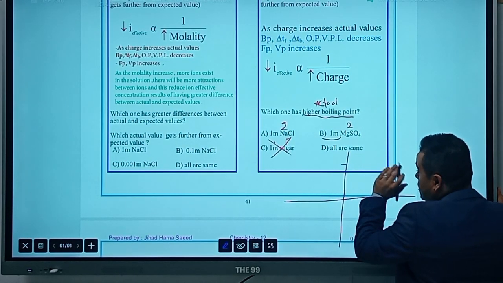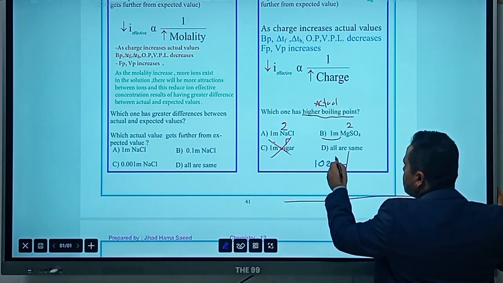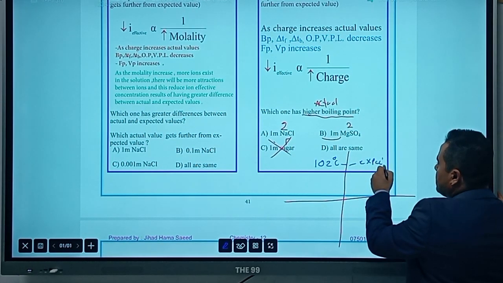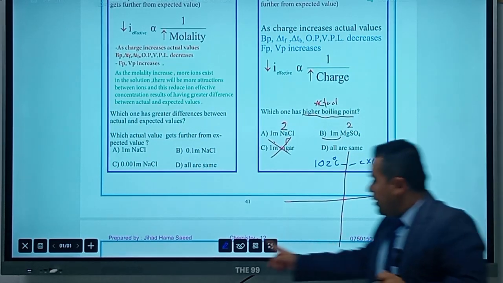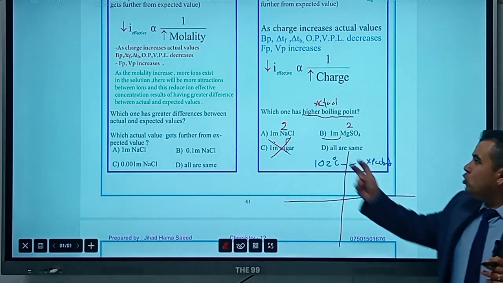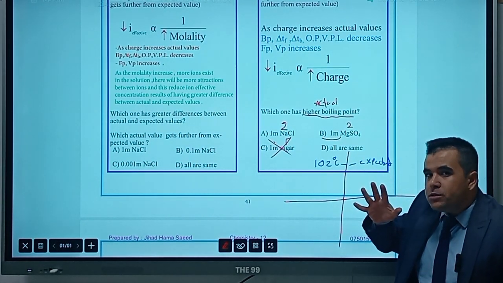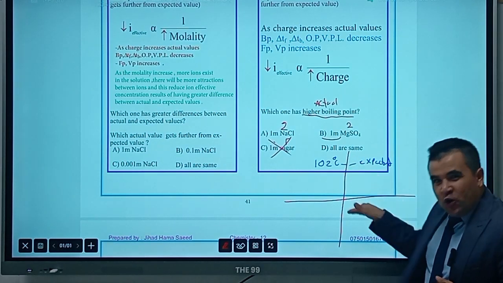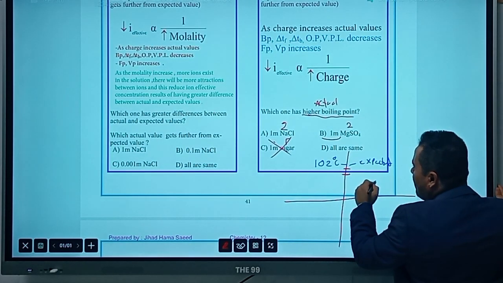Suppose, this is just a suggestion, that the expected boiling point is 102 Celsius. This is just a suggestion, guys. Then where should the actual boiling points of those two electrolytes be? We said their actual boiling point is lower than the expected, so it should be lower than 102. For example, one here, one there.